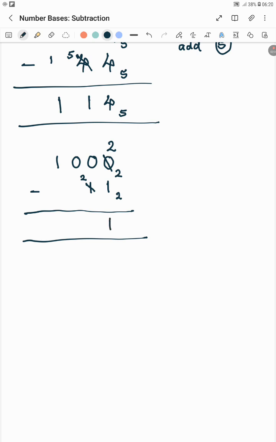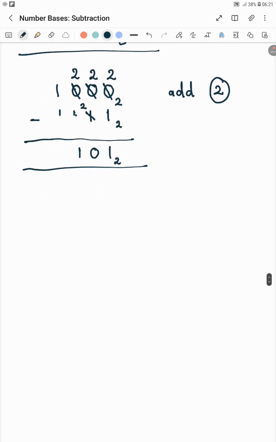And here now you're going to say 0 minus 2 again, you have to borrow. This one becomes 1, and here this one becomes 2. You say 2 minus 2, you get 0 here. And here you're going to say 0 minus 1, you have to borrow again, and you're going to add the value of the base, which is 2. That's 2 minus 1, and you get 1. And here you're going to say 1 minus 1, that's 0, and your answer here is 101 base 2. And realize that whenever we borrow, we are adding 2, because we are in base 2.